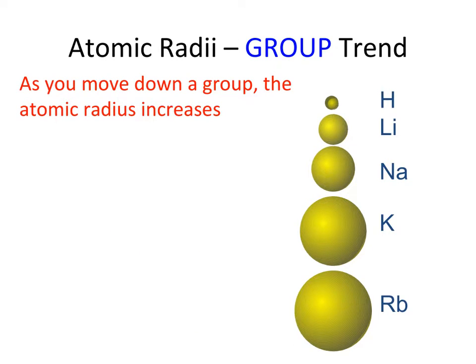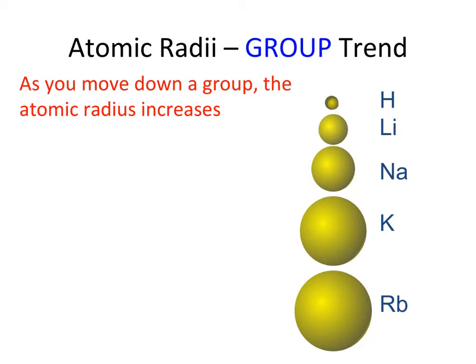But let's look at the first trend. Let's look at the group trend, so going down a group. Remember that this is in group number 1: hydrogen, lithium, sodium, potassium, rubidium. Now what you can see right from the get-go is that as you move down this group, the atomic radius, as characterized by these spheres, is getting bigger and bigger and bigger.